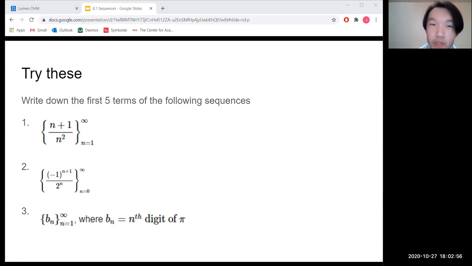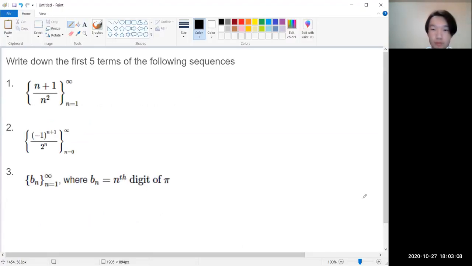What class do you learn sequences in, by the way? I don't remember. High school, algebra 2. Okay, so that's all high school. All right, cool. So it's been a long time then.